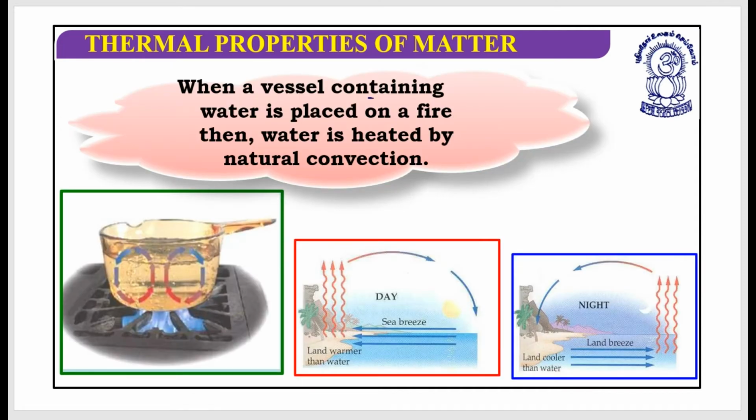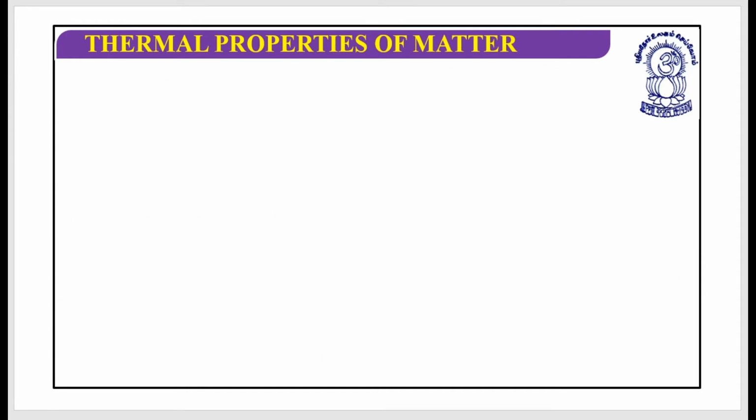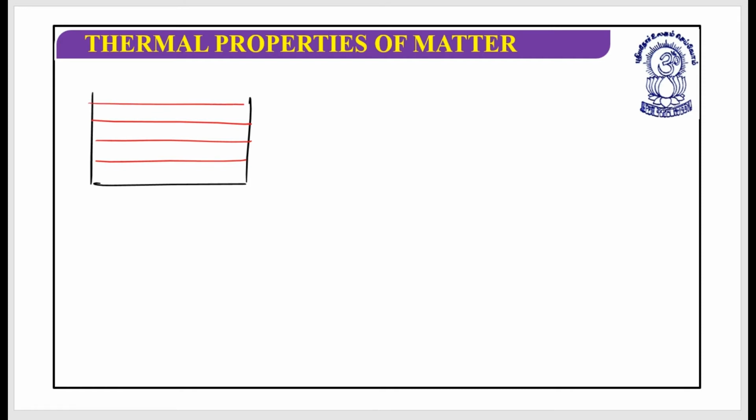Let's look at this. When a vessel containing water is placed on a fire, the water is heated by natural convection. Let me draw this to make it clear, just for the purpose of understanding. Let's suppose I am going to heat up this water, and I have layers defined. This is the first layer, this is the second layer, this is the third layer, and this is the fourth layer of the water.